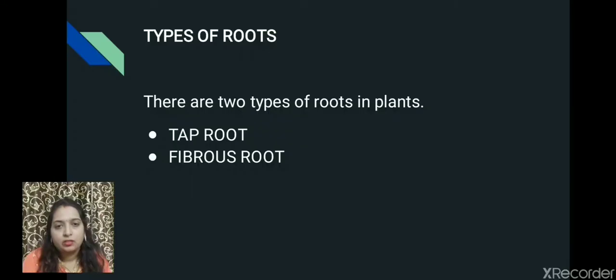Okay, now let's study about types of roots. Children, there are 2 types of root, and what is their name? Tap root and fibrous root.